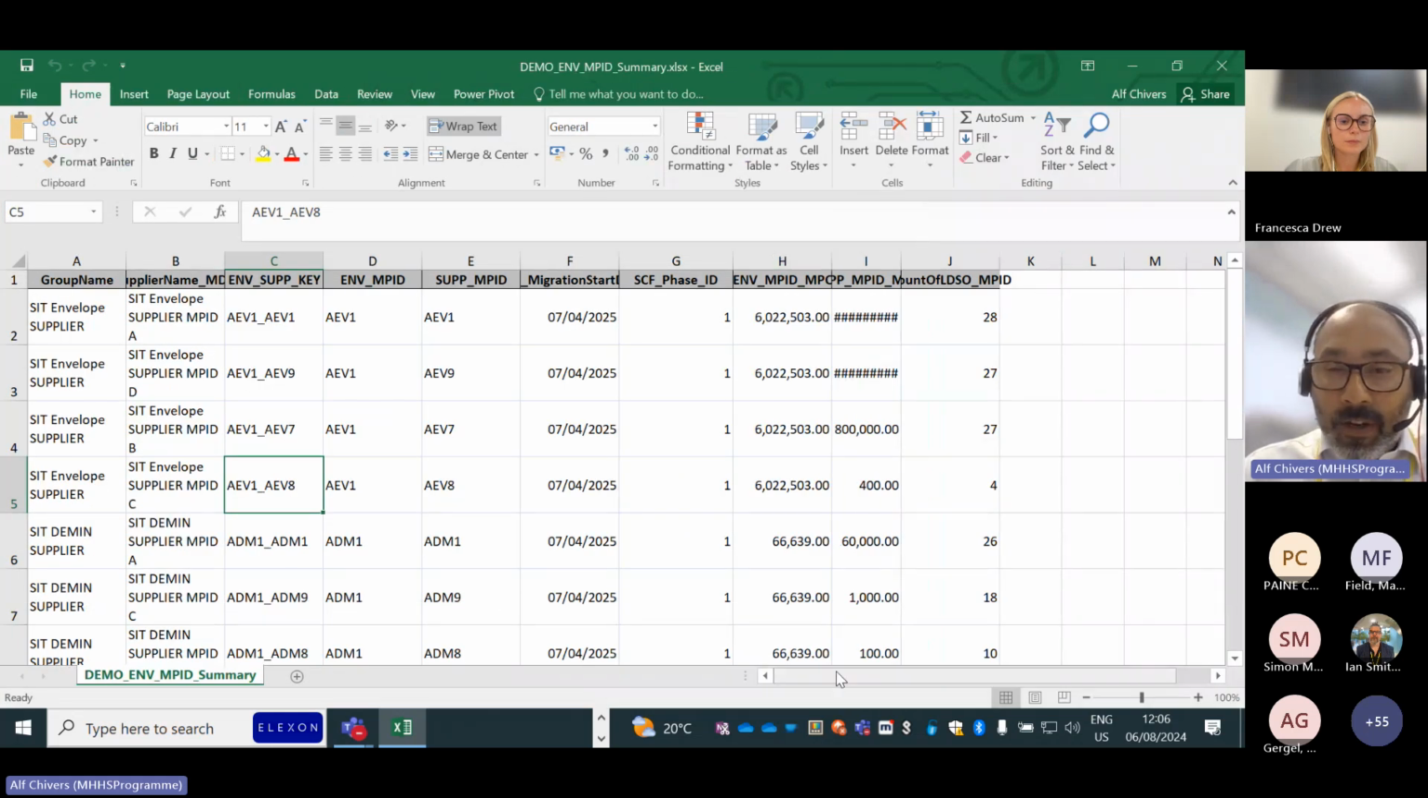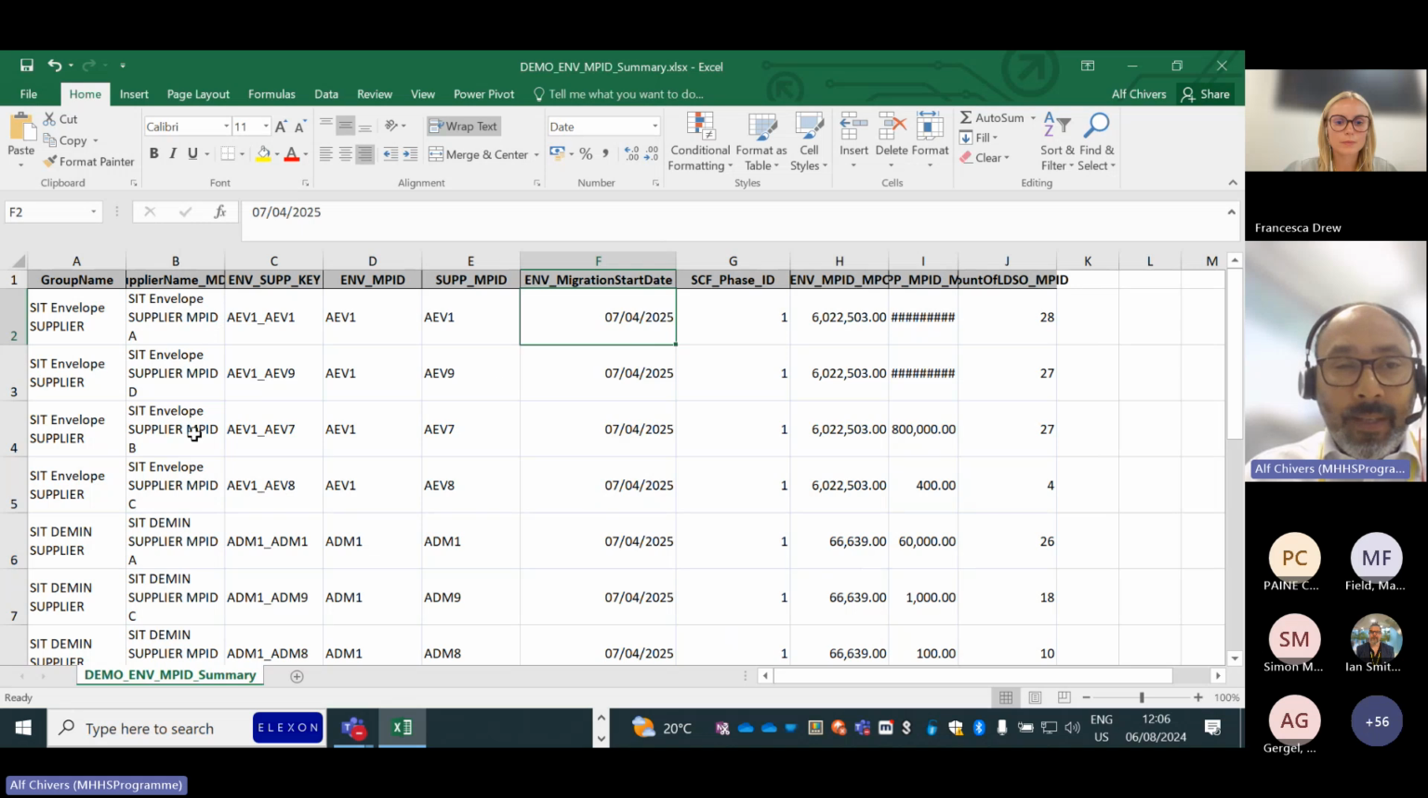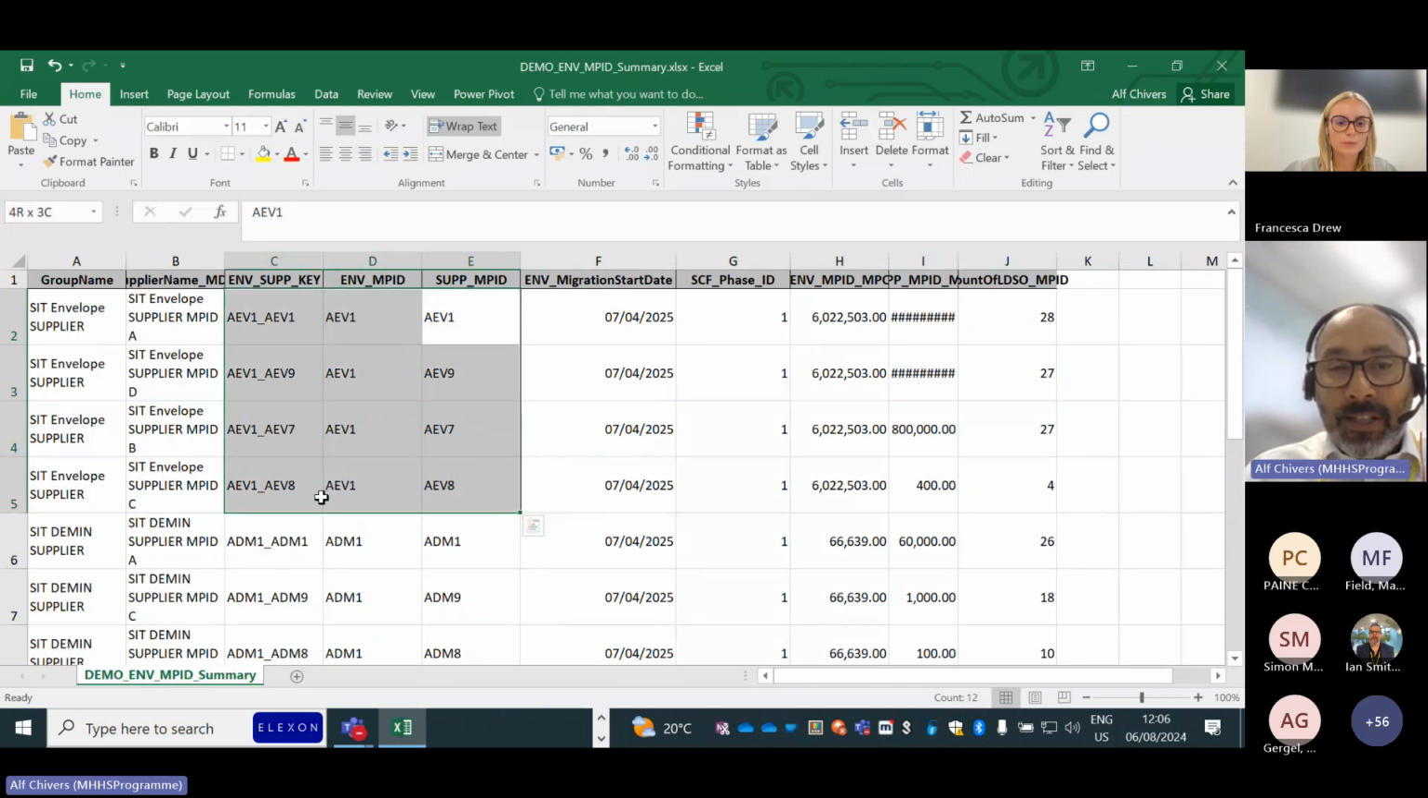So this is a summary of all the various different suppliers that I'll be using in this particular example, the walkthrough today. So I'll have a SIT supplier, supplier A, and they have a migration start date planned or targeted for the 7th of April. And that particular SIT supplier has, as we can see, based on their envelope, several supply MPIDs that are contained within that are being aggregated up.